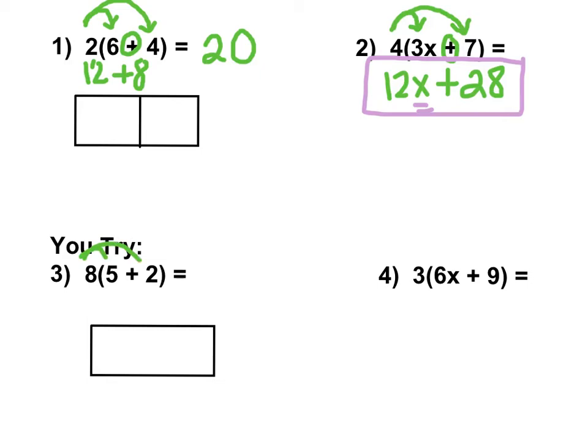So we're going to distribute the 8 here. 8 times 5 is 40. Bring down our plus sign, and then 8 times 2 is 16, which gives us a final answer of 56.